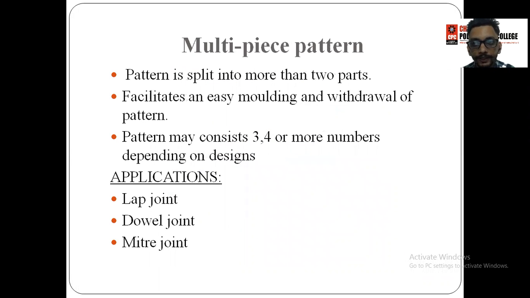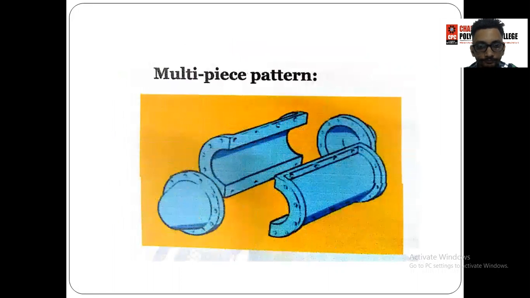Third is the multi-piece pattern. The next pattern type is the multi-piece pattern. The pattern is split into more than two parts, which facilitates easy molding and withdrawal of the pattern. A pattern may consist of three, four or more parts depending on the design. It is used mostly for lap joint, dowel joint and mid-tray joints. This is the diagram of a multi-piece pattern.